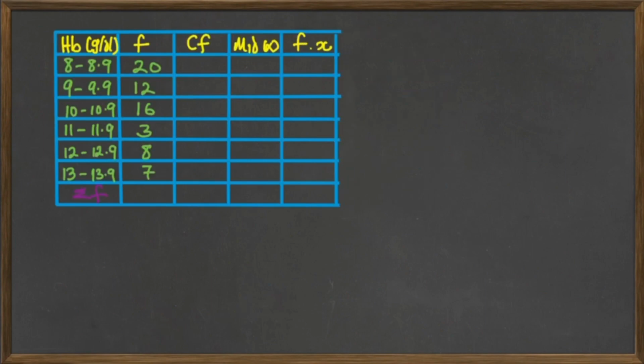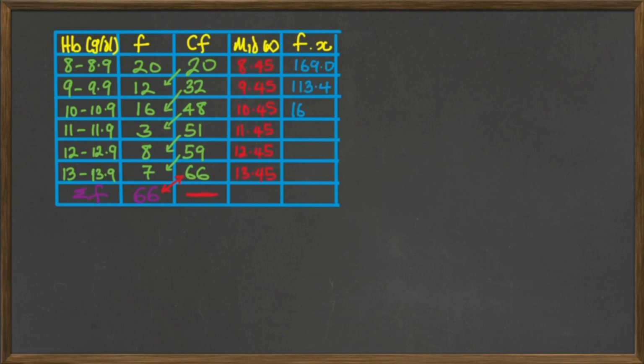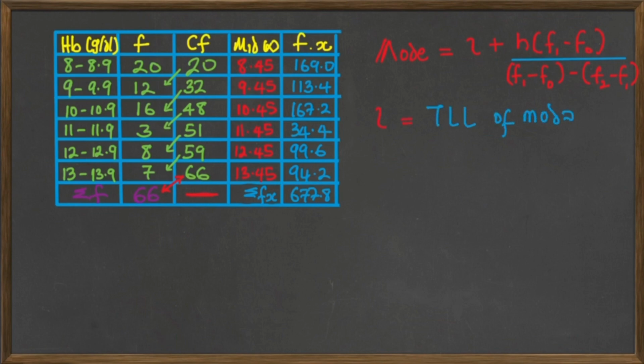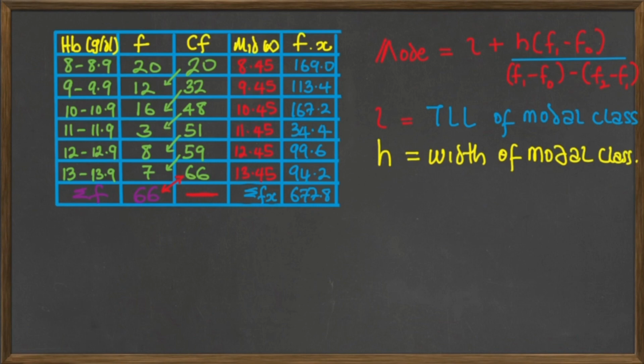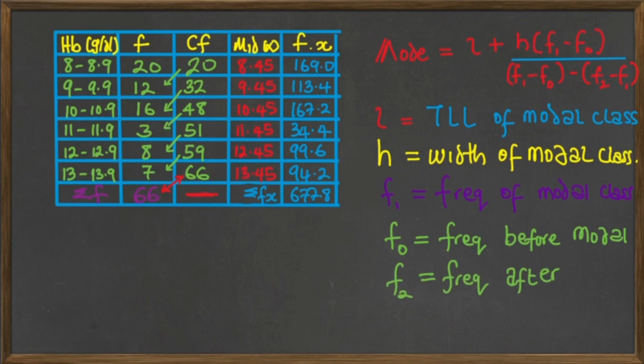So we just have our table again, with all our values in the table. Now the mode goes by the formula that you can see here. All right, a very simple formula. L here is the true lower limit of the modal class this time. H is the width of the modal class. F1 is the frequency of the modal class. F0 is the frequency preceding the modal class, that's before the modal class. F2 is the frequency after the modal class, and our modal class here is the class that has the highest frequency.